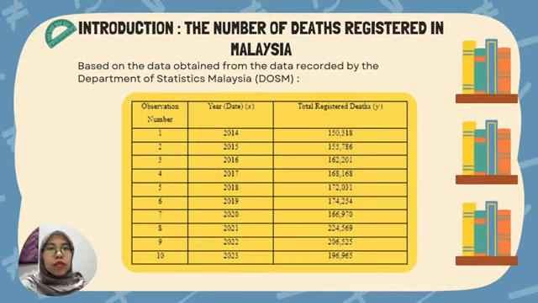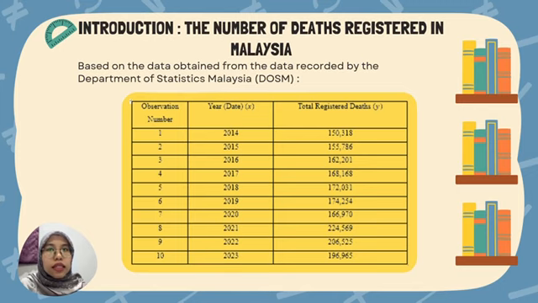For our project, we chose the title The Number of Deaths Registered in Malaysia. Based on the data recorded by the Department of Statistics Malaysia, the annual deaths by sex and ethnicity dataset provides the yearly record of total deaths registered in Malaysia for both sexes and all ethnicities. The dataset includes attributes such as the date, year, sex, ethnicity, crude death rate, and the number of deaths.